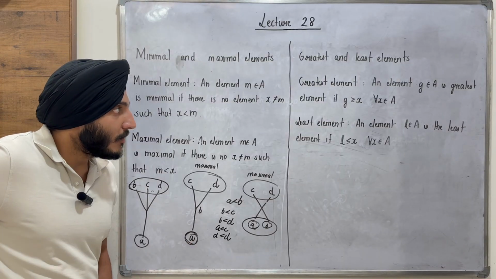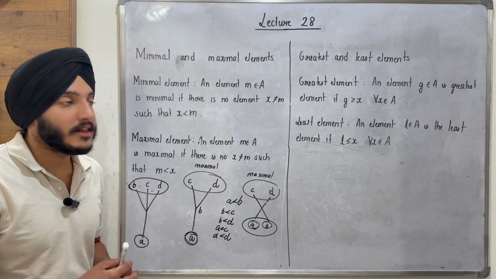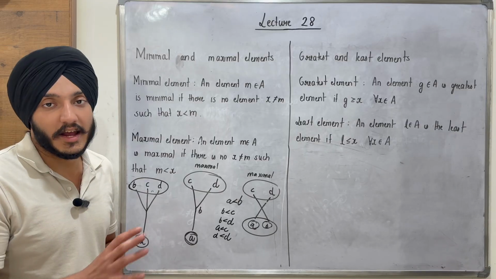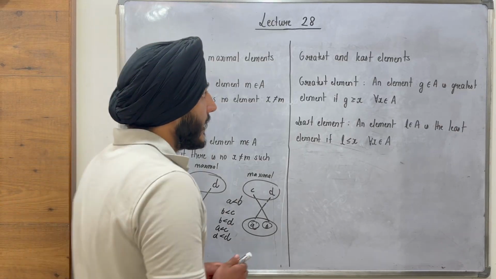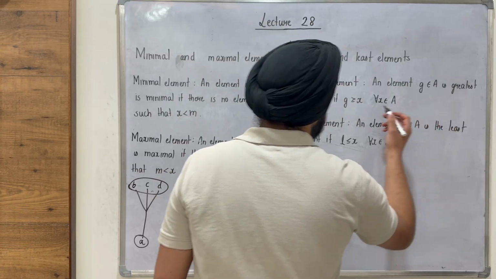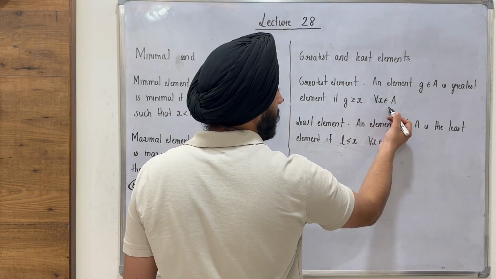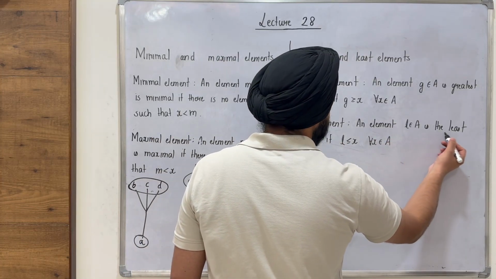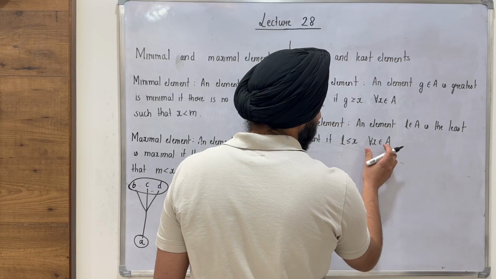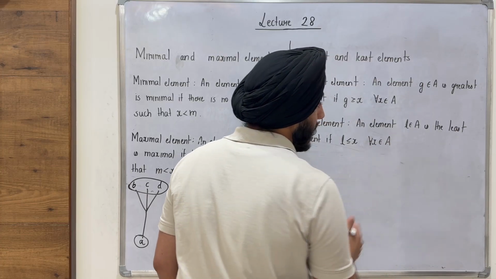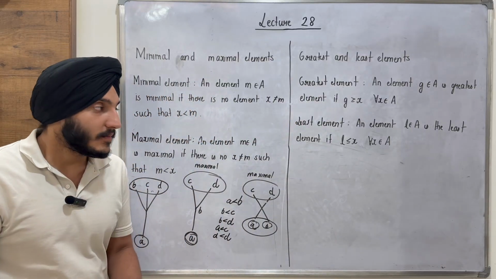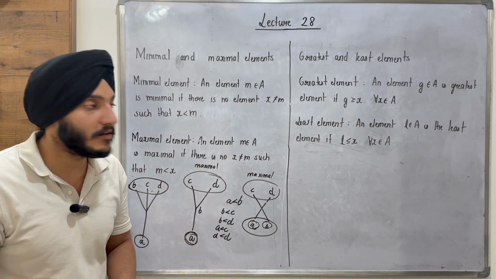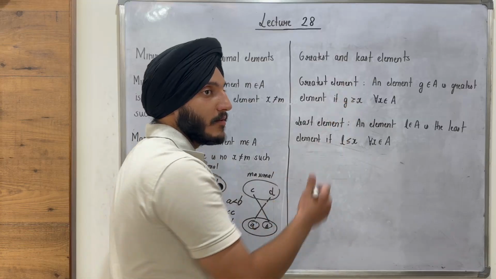Okay. So now let's try to understand what are the greatest and the least elements. I think from the definition, you might be able to understand a bit of the difference, but I'll still explain what it means. An element G is the greatest element if G is greater than or equal to x for all the values of x in the set A. And an element L is the least element if L is less than or equal to x for all the values of x in the set A. The point is that the difference between the maximal and minimal elements and the greatest and least elements is that greatest and least elements are always unique.